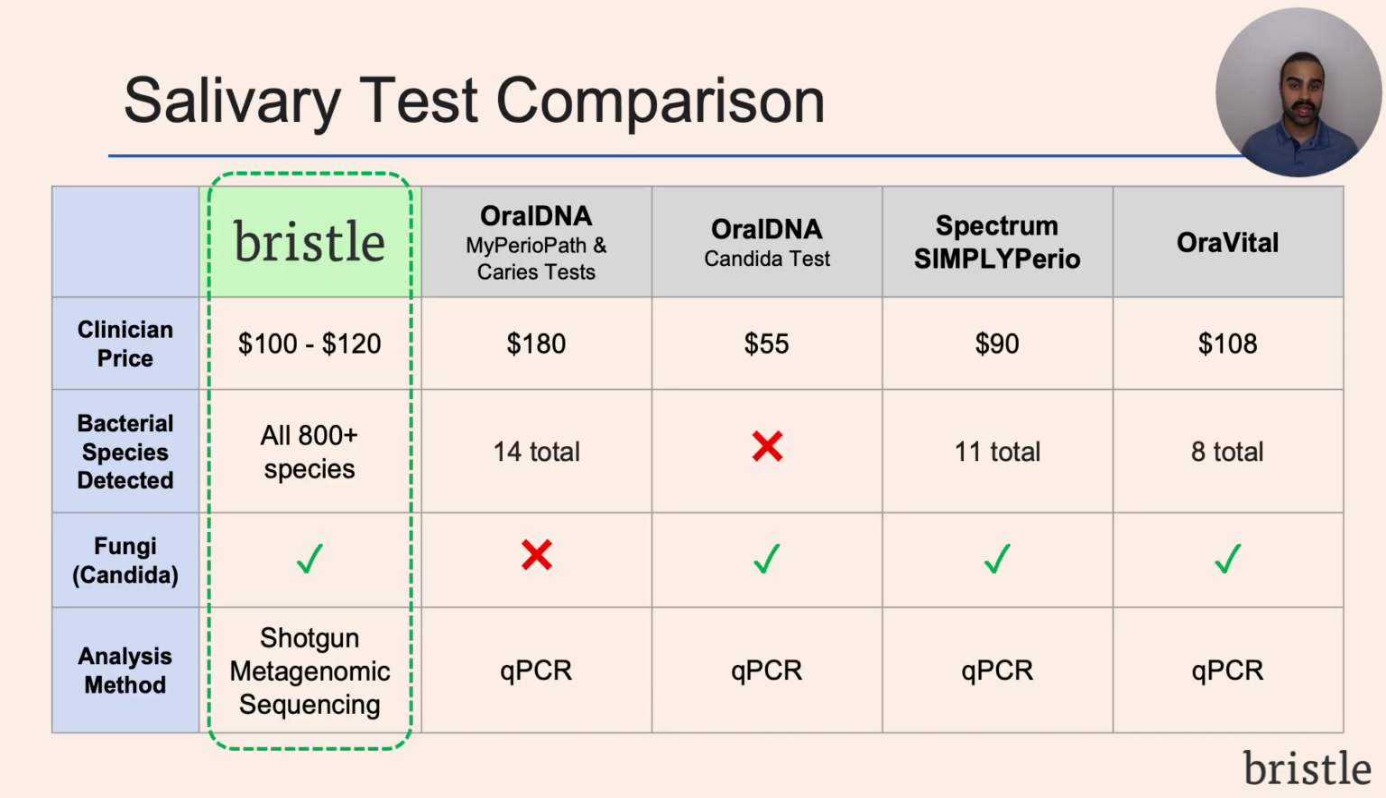Here's a very quick snapshot comparing Bristle with some other salivary tests you may have used or heard of. The key difference you'll notice is our analysis method. We use shotgun metagenomics, which I referred to earlier, to look at everything in the microbiome. Bacteria, fungi, all at the strain level, just using a single saliva sample. And despite being more comprehensive, the cost is similar, and in some cases actually even less, than more limited tests that use the older qPCR technology.